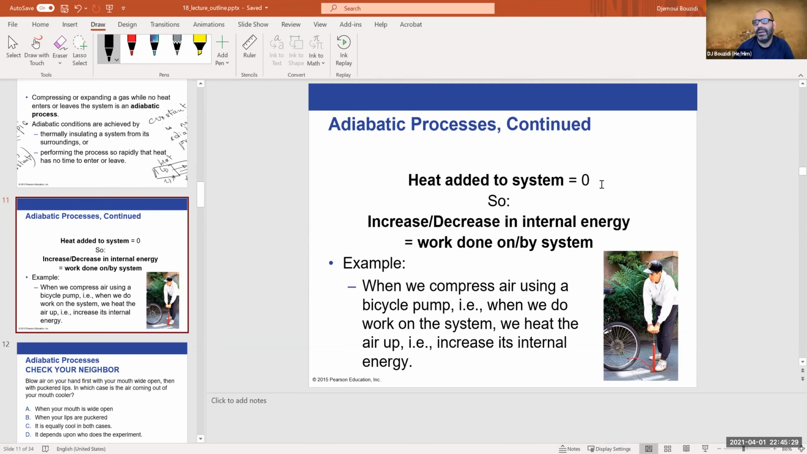So here, heat added to the system, increase in internal energy, work is done on the system. So in this case, you're compressing it. I mean, there is no heat in here, but you're adding work. Actually, you're compressing the gas, so you're adding more energy into it.